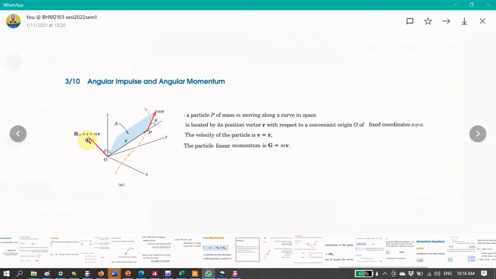H naught is the angular momentum, and this one is equal to the cross product of the position vector times the linear momentum. So the cross product provides a plane A, right? What it means here is that the angular momentum H about O is directed perpendicular to the area created by this cross product of the position vector and the linear momentum.